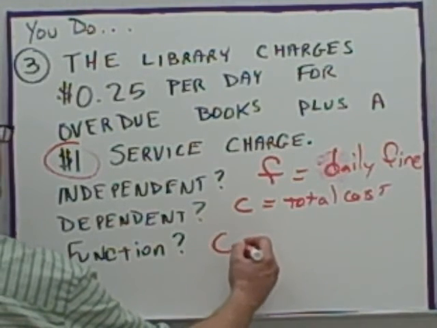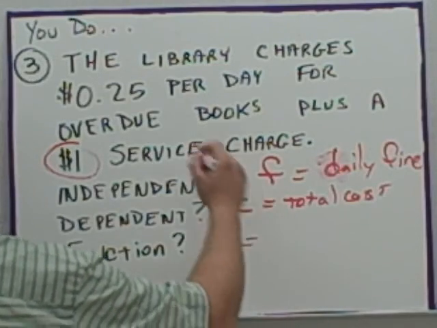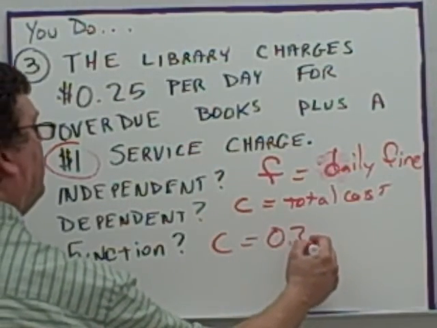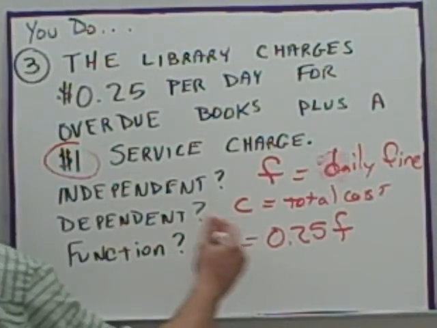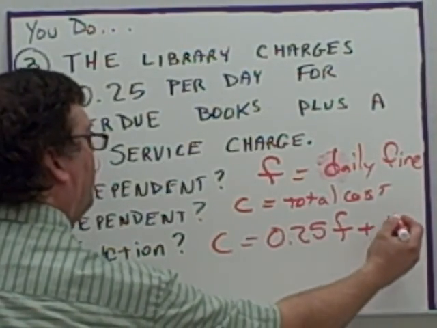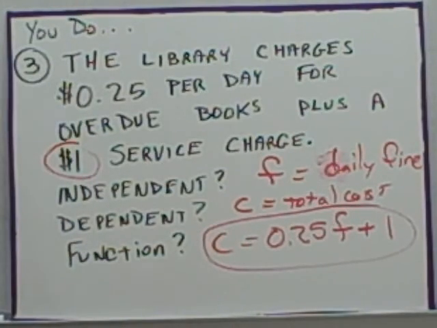The function is a total cost equal to the daily fine of 0.25 times the F plus the one-time charge of $1. All three of those are really the answer, but I circled the equation there.